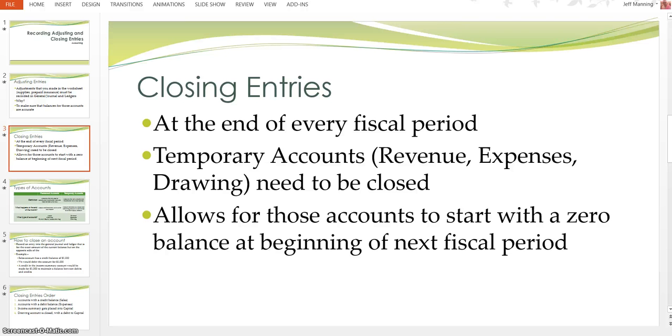The reason you do these is temporary accounts, which is revenue accounts, expenses, and drawing, need to be closed. And we'll talk a little bit more about why they need to be closed in a moment. And basically, this is going to allow all of those accounts to start fresh at the beginning of the next month, which is a good thing. You actually want to start with a balance of 0.